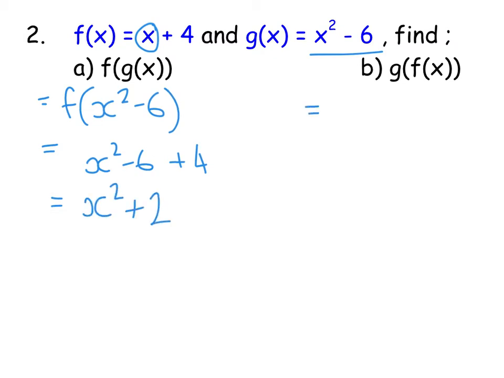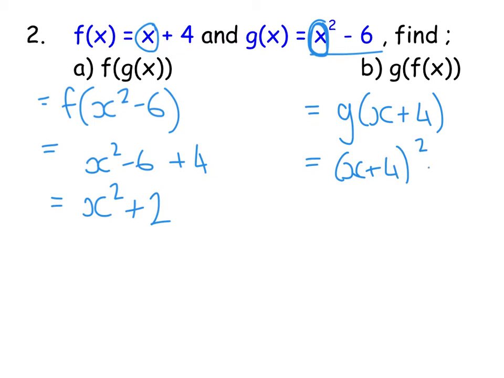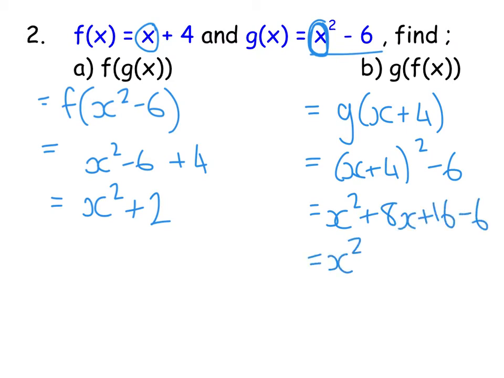The second one starts from the inside out, so that will be g of x plus 4. So whenever you see x, you replace it with the bracket. We've got an x squared this time, so this will become your bracket squared. And then I'll take away 6. And then you'd multiply that out. That gives you x squared plus 8x plus 16. Take away 6. And that gives you this. So there's your answers for those ones.